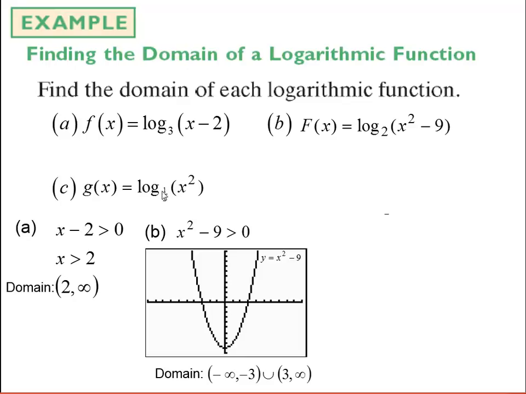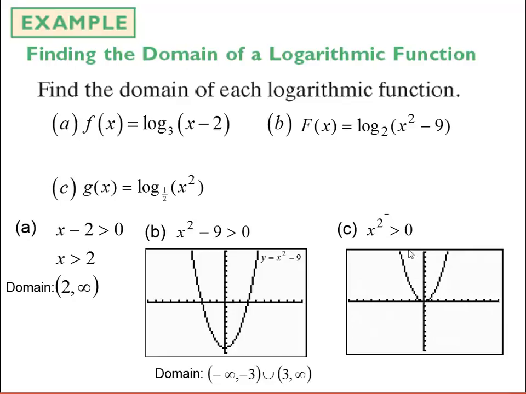Now for letter C, I want to point out that it doesn't matter if the base is fractional. We're still looking at the inside of the log having to be positive. I'll take the same approach as for letter B and ask where x squared is greater than 0. I graph the parabola x squared, and it's greater than 0 everywhere except right at the vertex. It's positive when x is greater than 0 and when x is less than 0. I just can't have x equals 0 in this example.